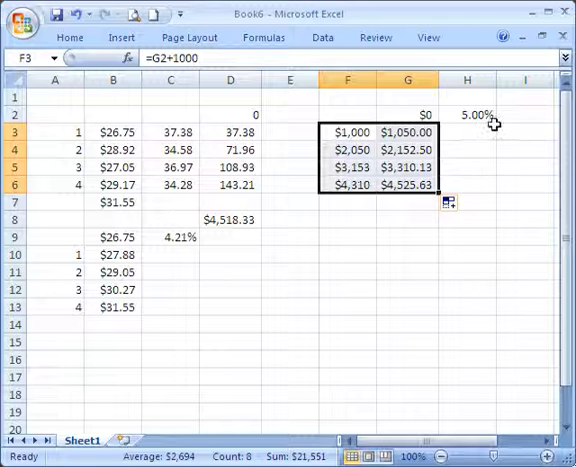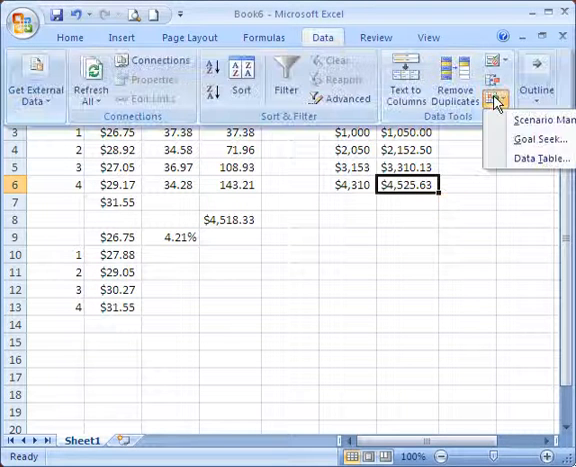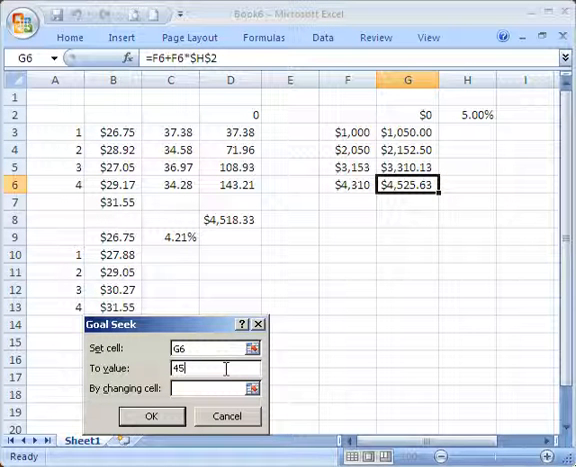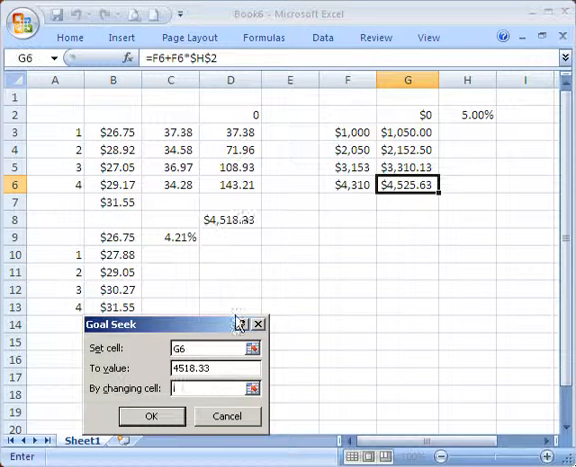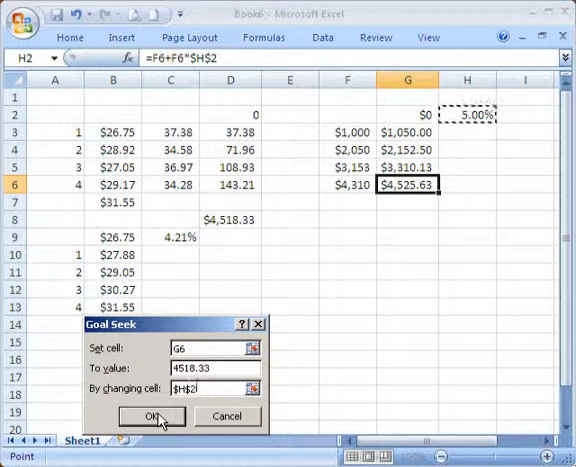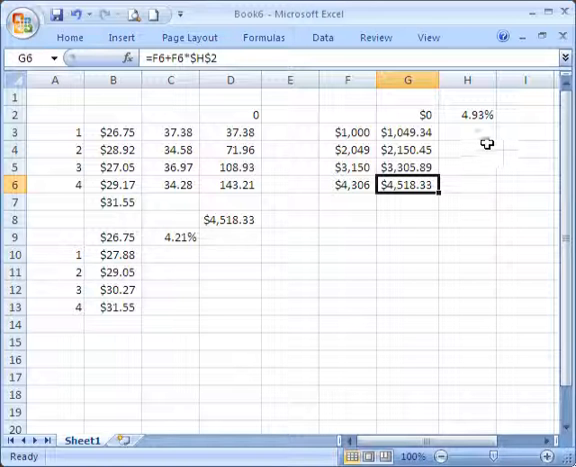We can see that the interest would need to be slightly smaller. We'll adjust using goal seek. We'd like our final answer to be $4,518.33. The correct IRR then is 4.93%. That's what a savings account would have to pay for us to invest $1,000 each year for 4 years and end up with the same amount as with the mutual fund.